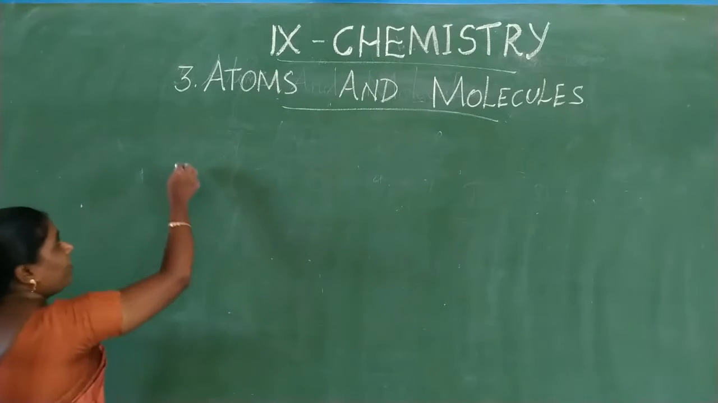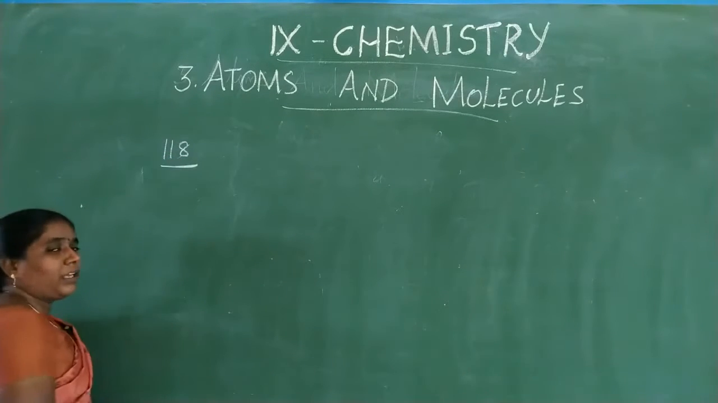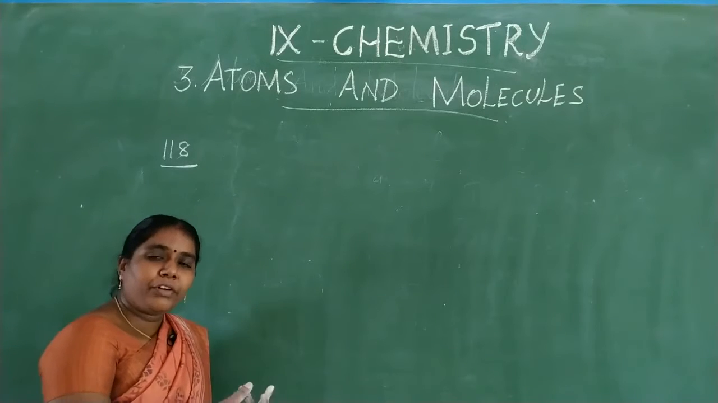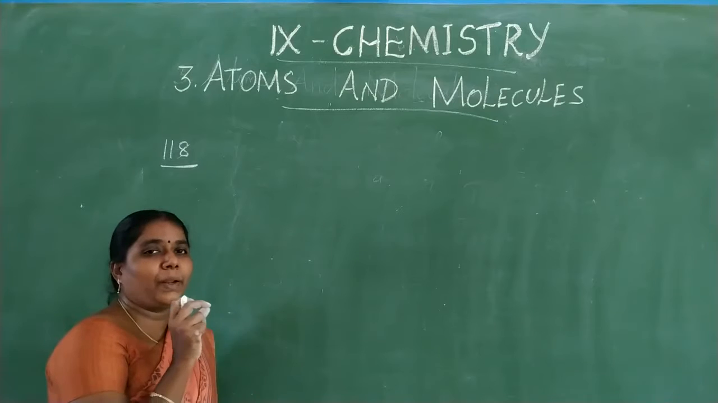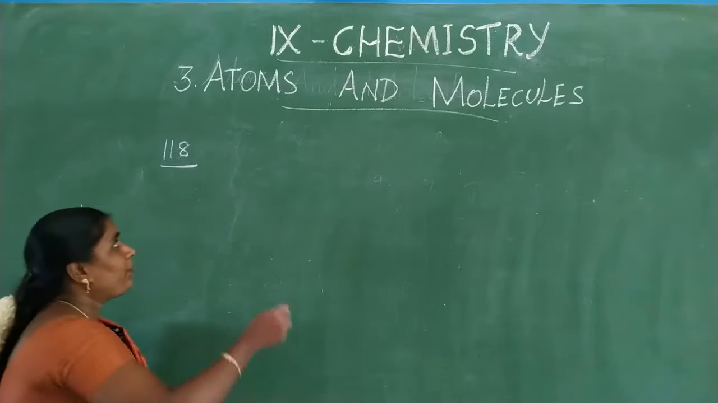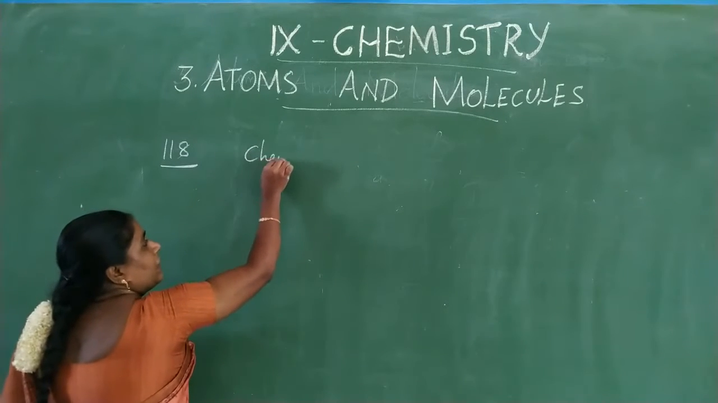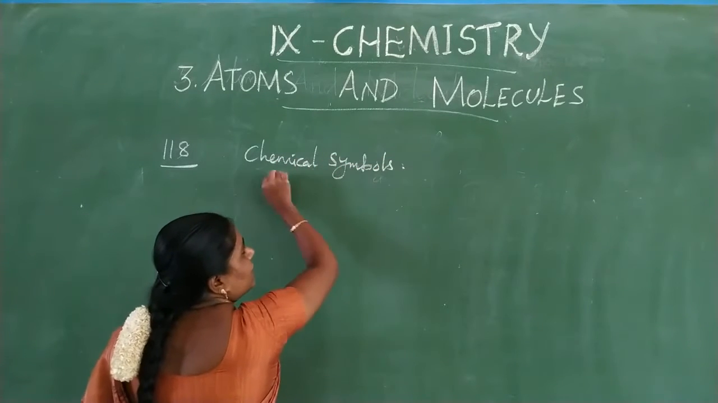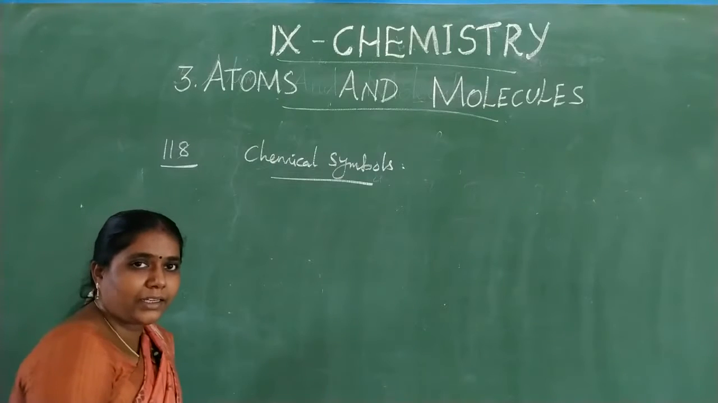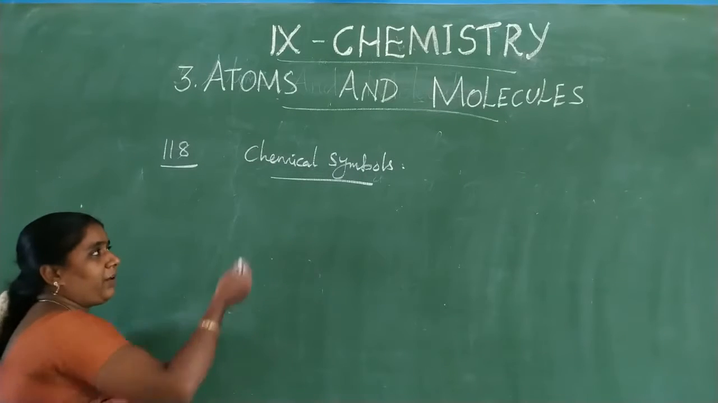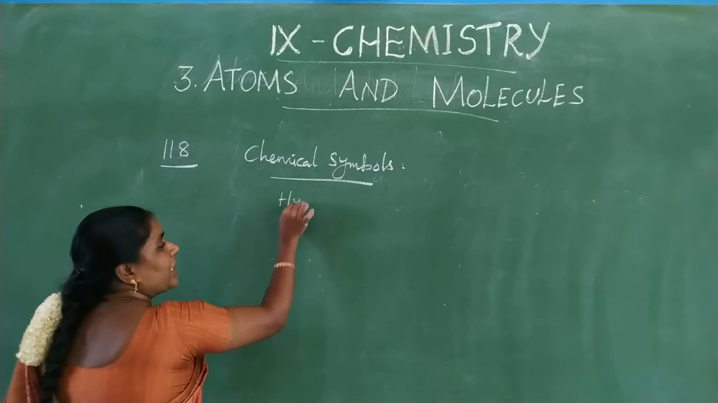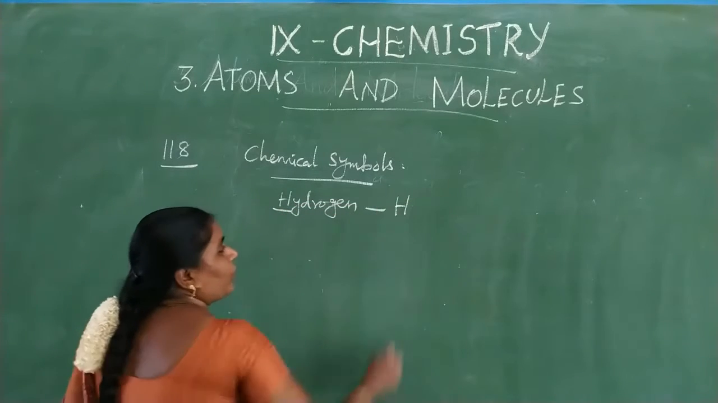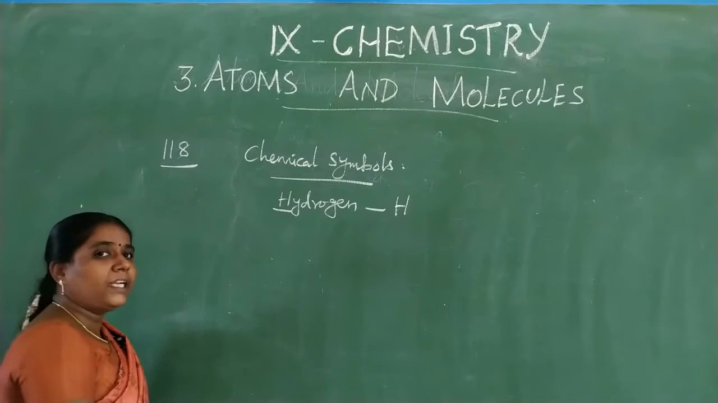Already I told you, nowadays we have 118 elements. We can't keep all the elements in the form of their full names, so we need a short way of representing an element, that is a symbol. So chemically, how do you write the chemical symbols? I said, the first letter, or the first letter and second letter from the element name. For example, hydrogen: what is the first letter? It is H. So you can choose H as the symbol for hydrogen.